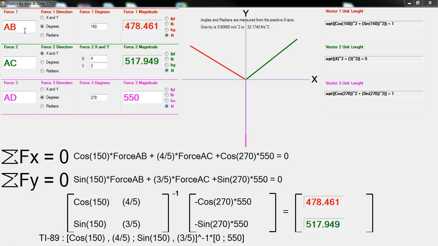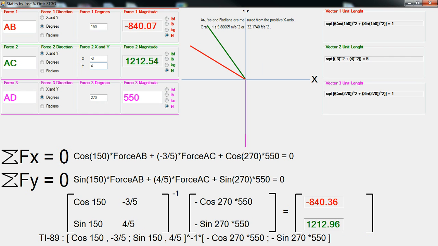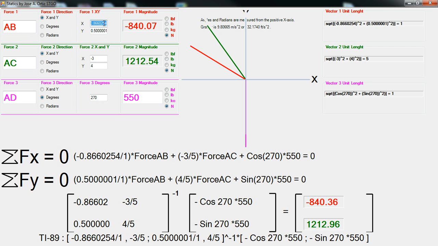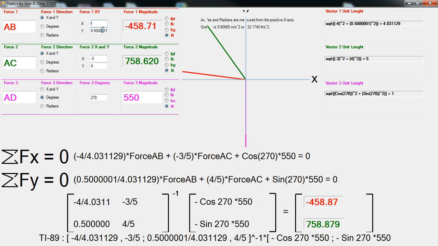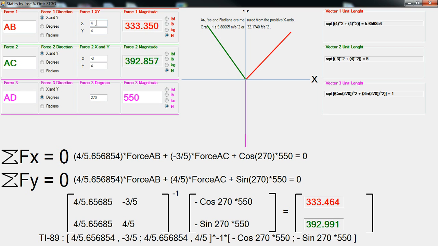So we have AB, AC. For AC, this is -3 and 4 for the Y. So AC is the green vector here, and now it's facing the right way. And then for AB, it's also given as X and Y. So it's 4 and 4. There you go. Now it's facing the right way.